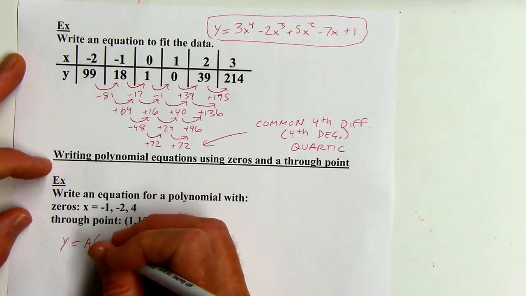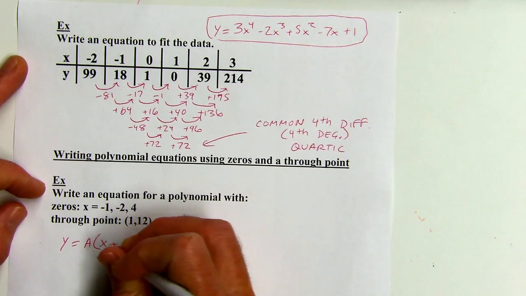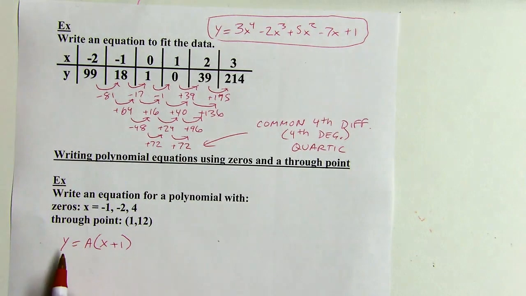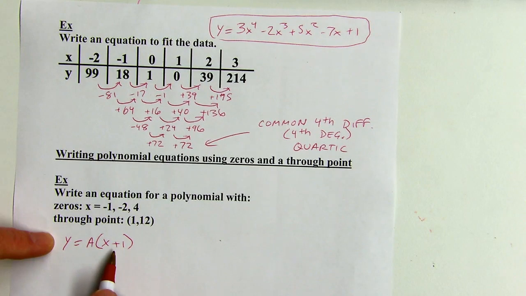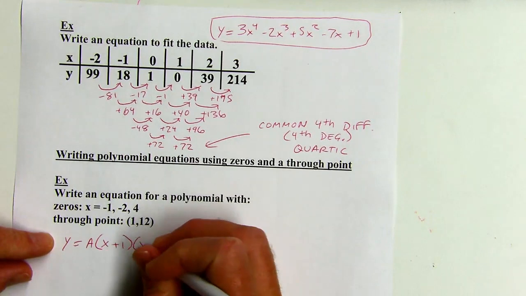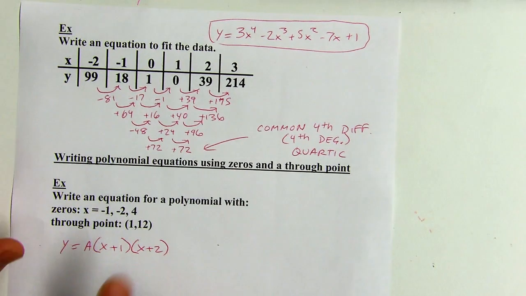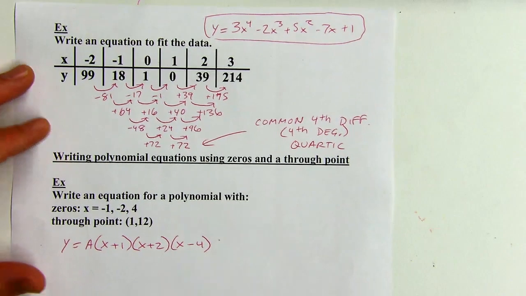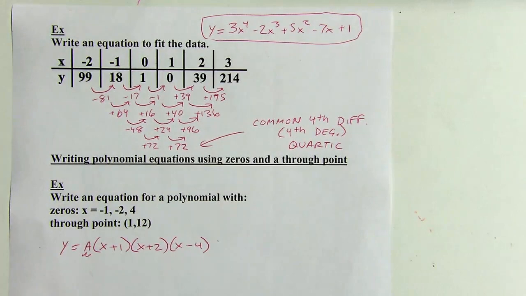So I'm thinking, okay, if x equals -1 is a 0, then x plus 1 would be a factor, because a 0 is an x value that gives you a y of 0, right? So if I plugged in 0 for y here, zero product property would tell me x would equal -1, right? If x equals -2, then x plus 2 would be a factor, because if this were equal to 0, then x would equal -2. Same thing with the 4, that would give me a factor of x minus 4, okay? So I've almost written my equation now. The only thing I need now is the a value, okay?